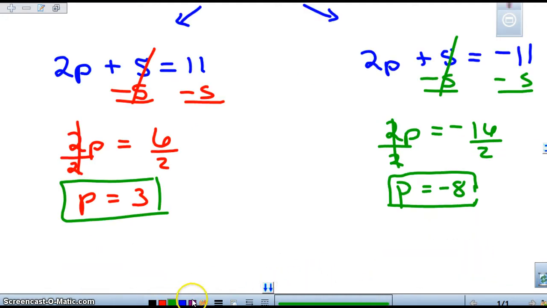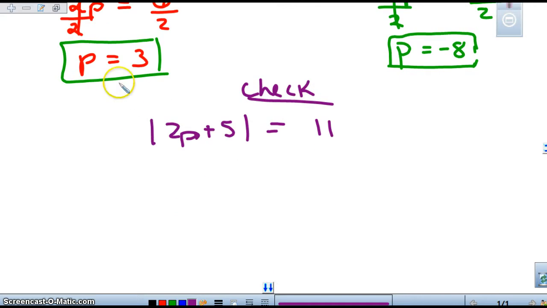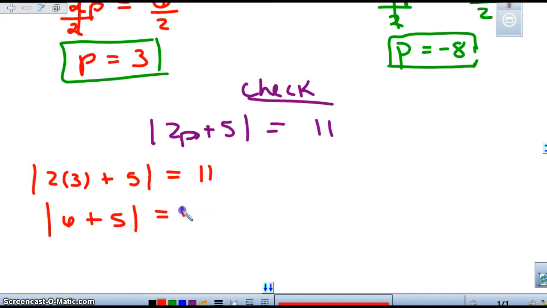If we check the absolute value of 2p plus 5 equals 11. If we substitute p, this would be 2 times 3 plus 5 equals 11. The absolute value of 6 plus 5 should equal 11. The absolute value of 11 equals 11, and this is true.